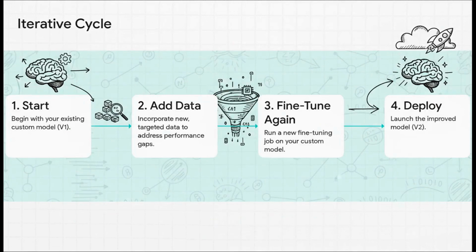And the process looks just like this. You take your version 1 custom model, you see where it could be better, and you feed it a small, targeted set of new data to address those areas. You run another fine-tuning job right on top of your existing model, and out comes version 2, smarter and more capable than before, all without the cost and risk of a full retrain.